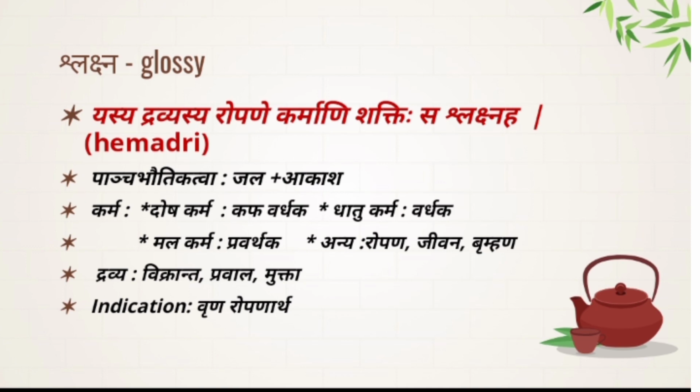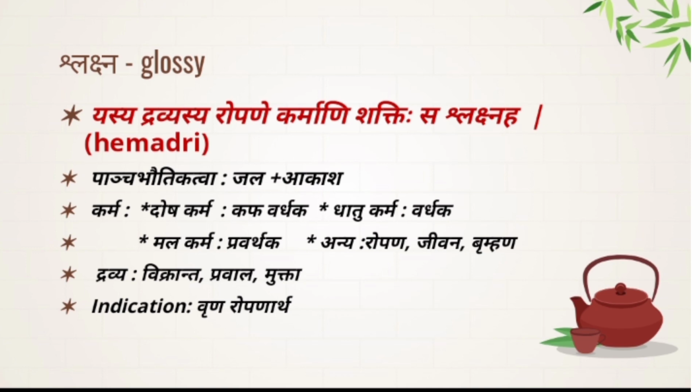The one which nourishes or provides the lubrication is nothing but the Lakshana guna. Pancha bhautikatva is Jala and Akasha Mahabhuta. Karma, like dosha karma is kapha vardhaka, dhatu karma is dhatu vardhaka, mala karma is mala pravartaka and helps in easy defecation and micturition. Anya karma is like ropana for healing, jivana, it provides satisfaction or well nourishment to the body, brahmana, it provides strength to the body.